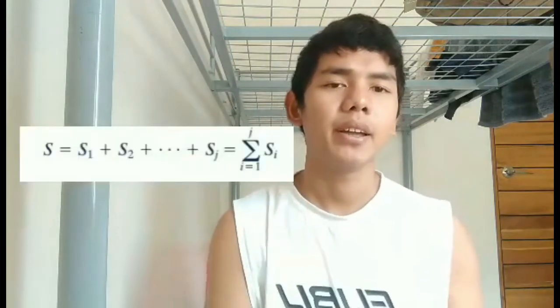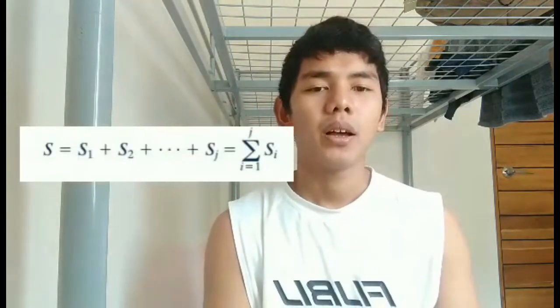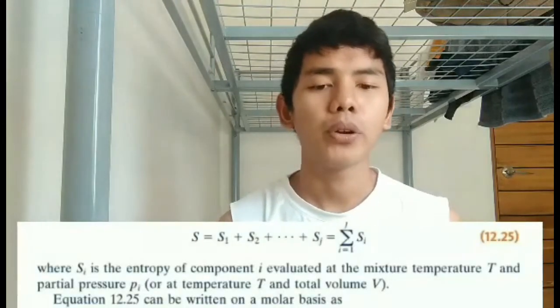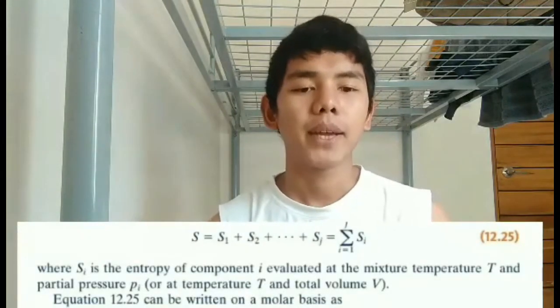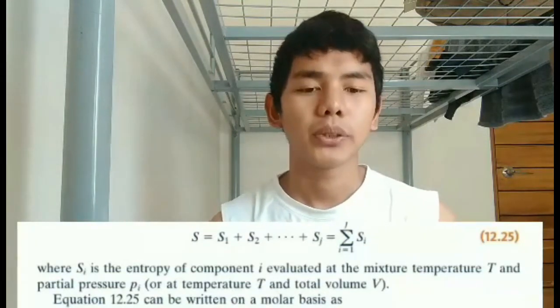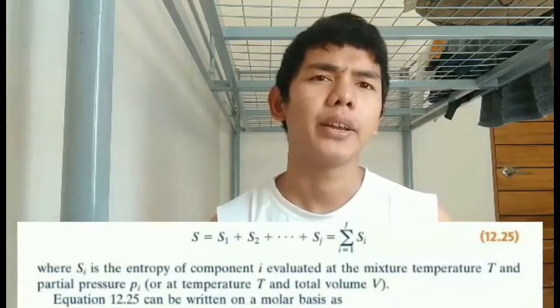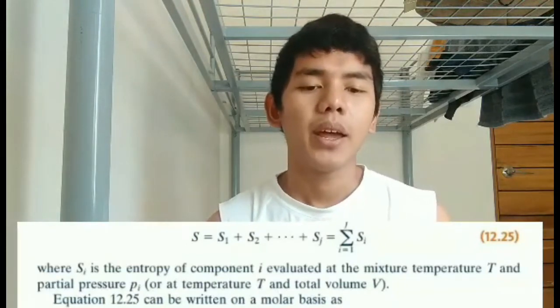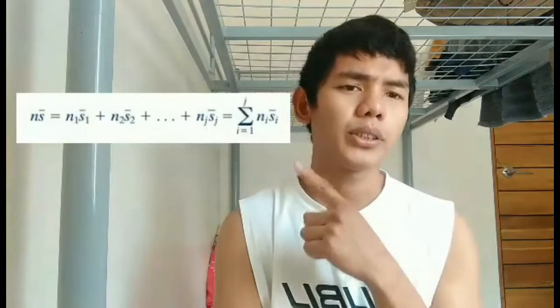So here's the equation for evaluating entropy, where S sub i is the entropy of component i evaluated at the mixture temperature T and partial pressure p sub i, or at the temperature T and total volume. It can be written on a molar basis as this equation.